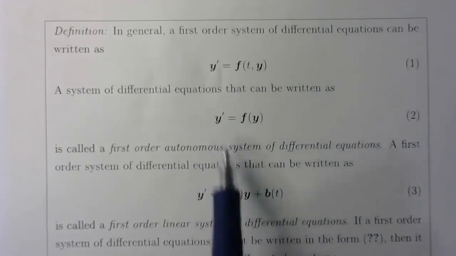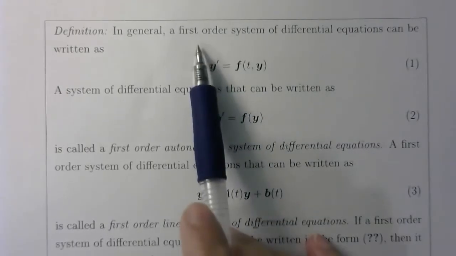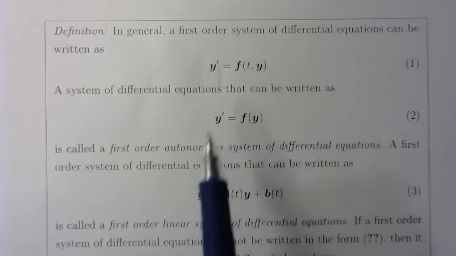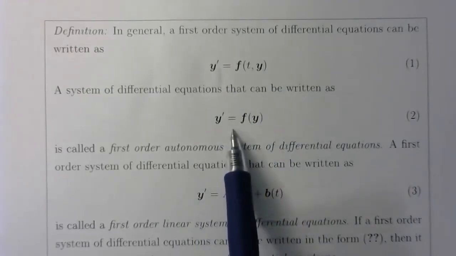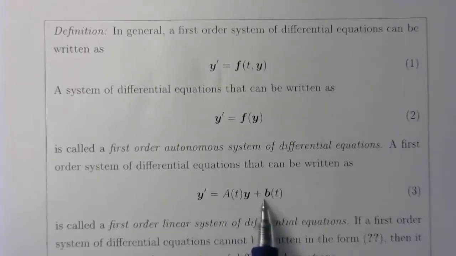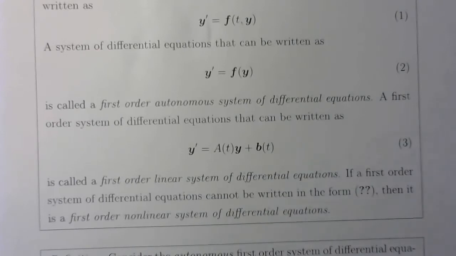We had these for scalar systems. Now we'll have it for vectorial systems. A first order system of differential equations can be written in this way. If it's autonomous, it doesn't depend explicitly on time. And if it's linear, it can be written as Ay plus b. If it's not, then it's nonlinear.